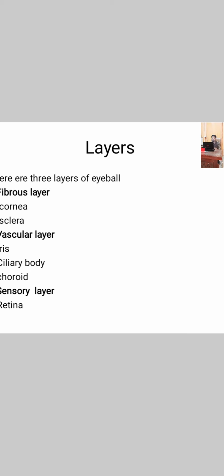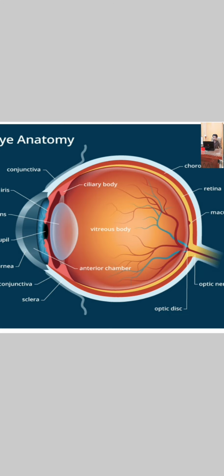Then coming towards the layers, there are three layers of the eyeball. The first layer is the fibrous layer, the second is the vascular layer, and the third is the sensory layer. The fibrous layer contains the cornea and sclera. The vascular layer contains the iris, ciliary body, and choroid, and the sensory layer contains the retina. Here you can see the anatomy of the eye, with the complete segments and chambers, and the structures are mentioned here. This is the complete anatomy of the eye.